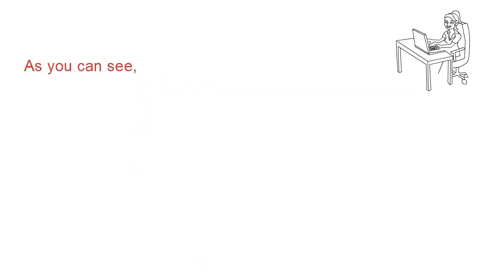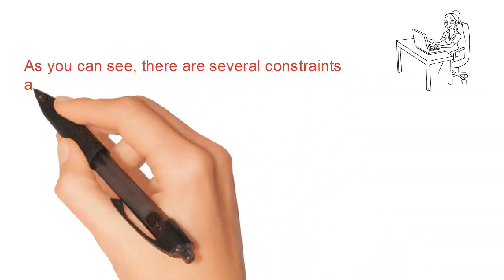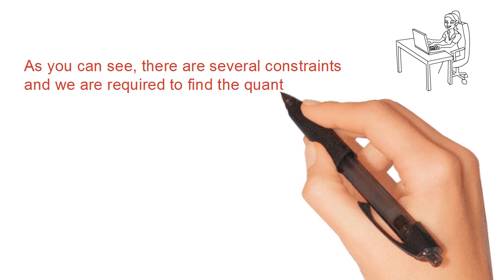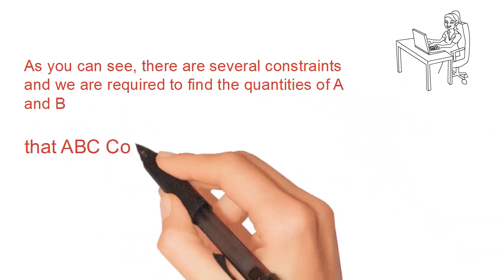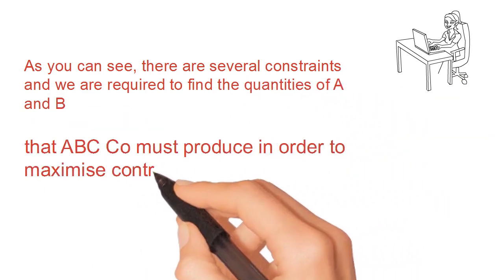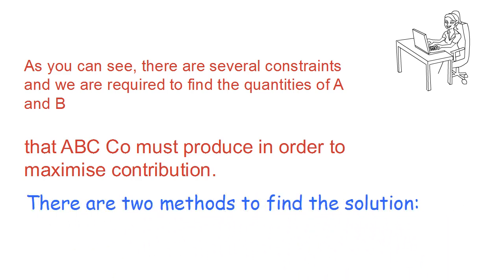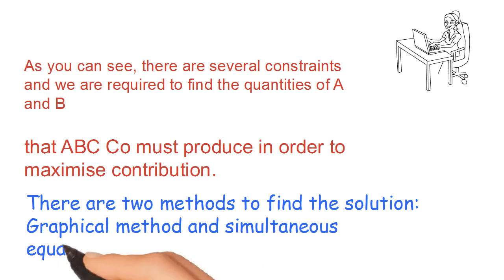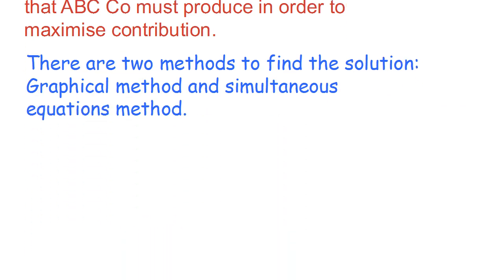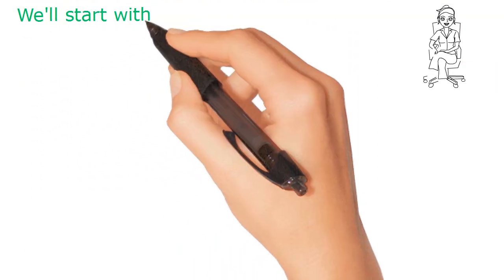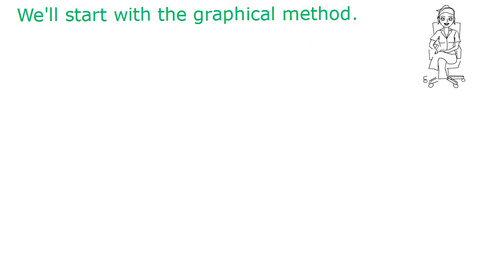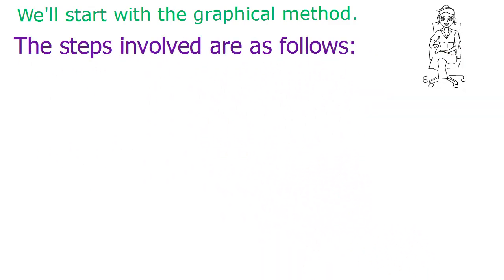As you can see, there are several constraints and we are required to find the quantities of A and B that ABC Co must produce in order to maximize contribution. There are two methods to find the solution: graphical method and simultaneous equations method. We'll start with the graphical method. The steps involved are as follows.